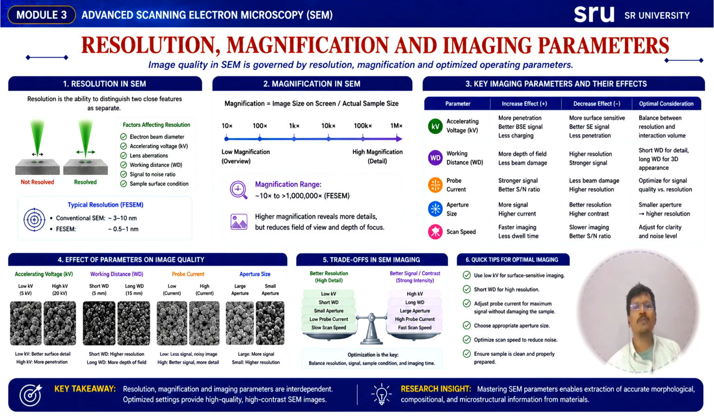Scan speed is also crucial in scanning electron microscope imaging. Slow scanning improves the image quality and reduces noise, while rapid scanning enables faster image acquisition but may produce grainy images. So the resolution is very less.